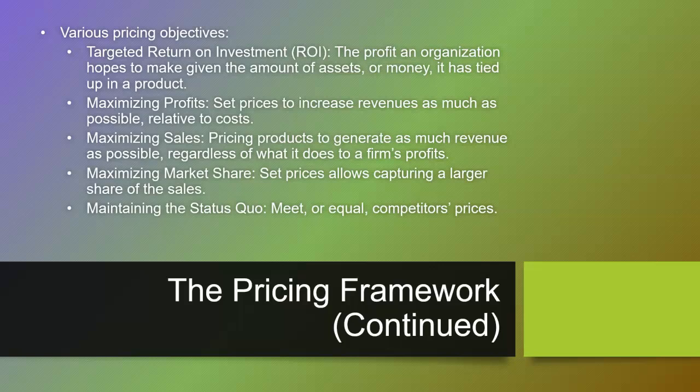Various pricing objectives. There's the targeted return on investment, the profit an organization hopes to make given the amount of assets or money it has tied up in a product. Maximizing profits: set prices to increase revenues as much as possible relative to costs. Maximizing sales: pricing products to generate as much revenue as possible, regardless of what it does to a firm's profits.